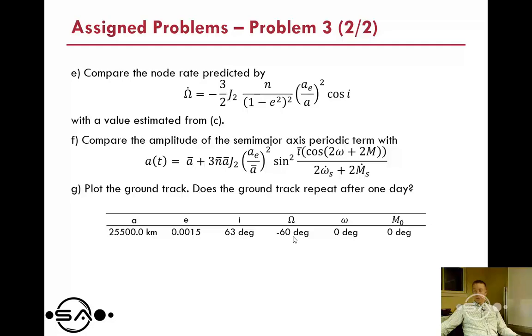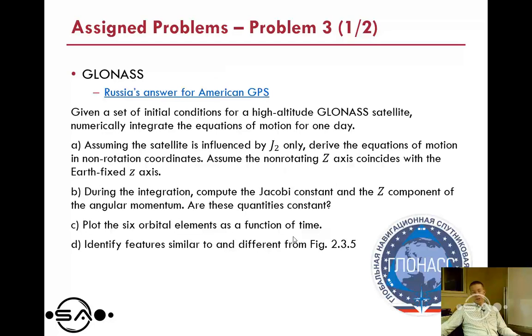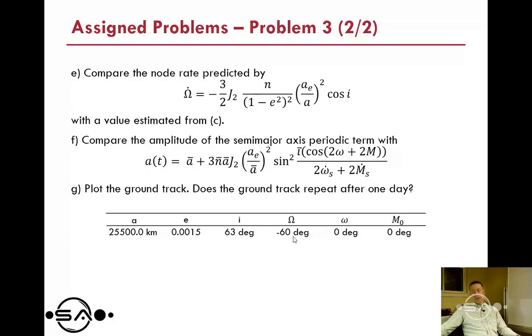Then you're going to compare the node rate, which is predicted by that equation, with the value estimated from our 6 orbital elements as a function of time. Then compare the amplitude of the semi-major axis periodic term with the given equation. Finally, plot the ground track. Does the ground track repeat after one day?